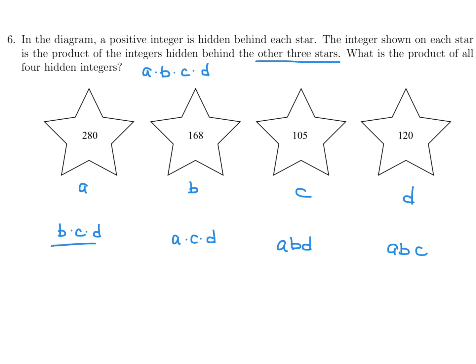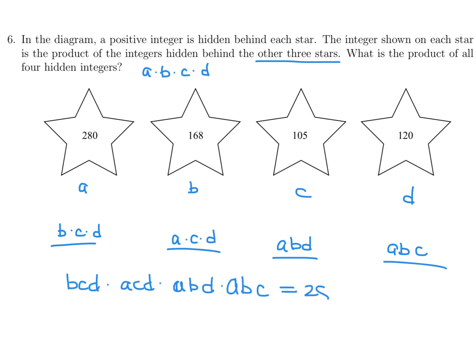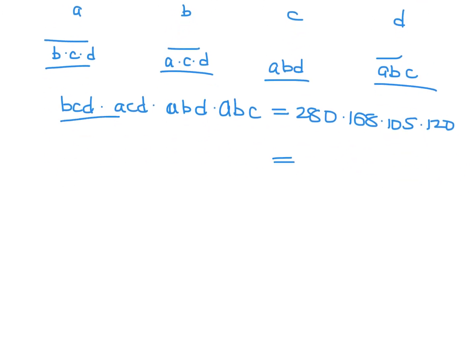Okay. What I can do is I can multiply all these guys together. So B times C times D times A, C, D times A, B, D times A, B, C. And that is 280. Since this equals 280 and this equals 168 and so on. And that equals 105 and that equals 120. Like that. Okay, let's see where this leads us. These guys, if you carefully combine them, will give you A, B, C, D all to the power of 3. Or you can just write them in A to the power of 3, B to the power of 3, and so on.